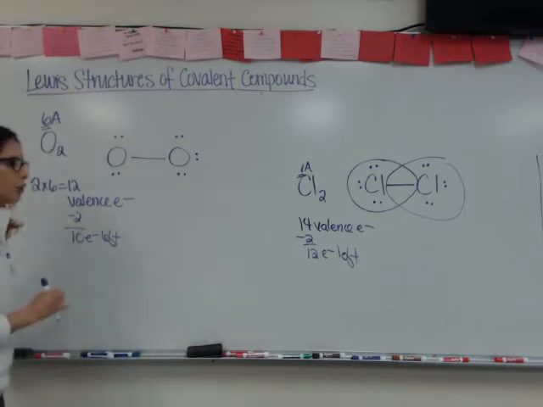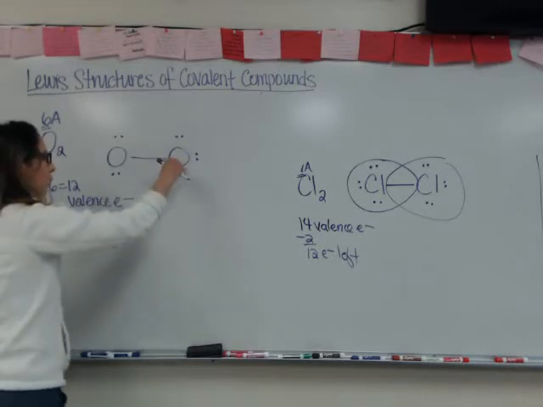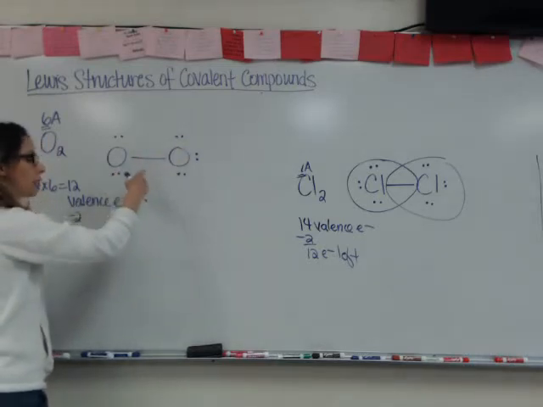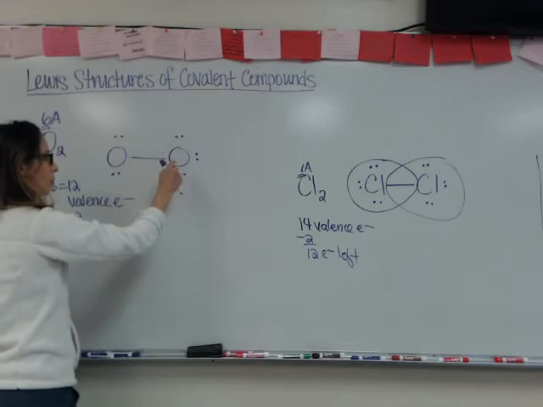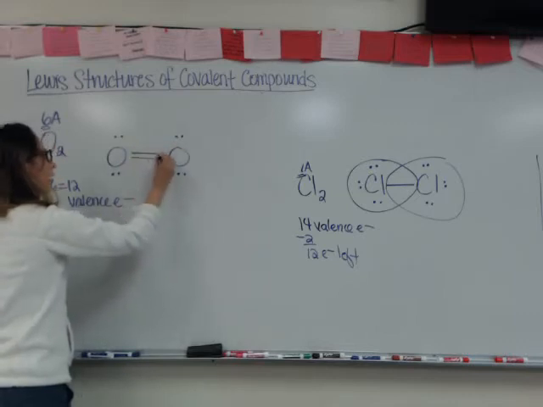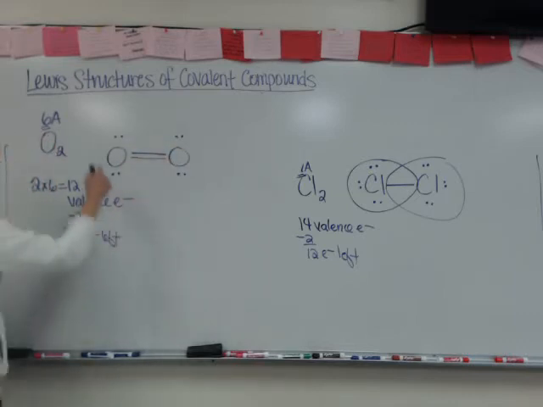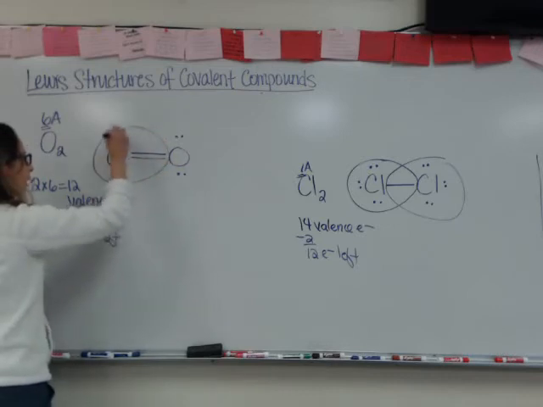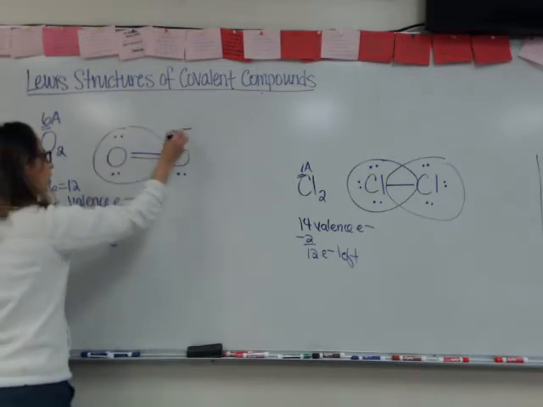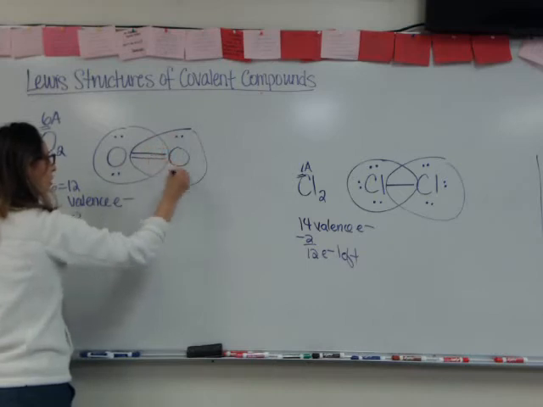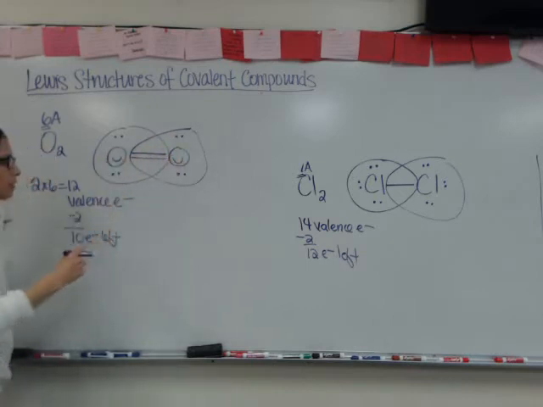I didn't have enough to put 8 electrons on everything. When you run out of electrons, you need to share a pair of electrons here to create a double bond, so that way you can make both of them happy. So here, this oxygen is surrounded by 2, 4, 6, 8. This oxygen is surrounded by 2, 4, 6, 8. They're both happy, and that's the proper Lewis structure for O2.